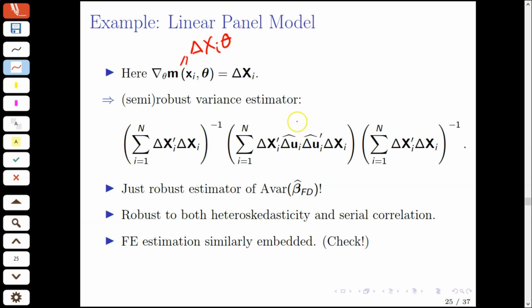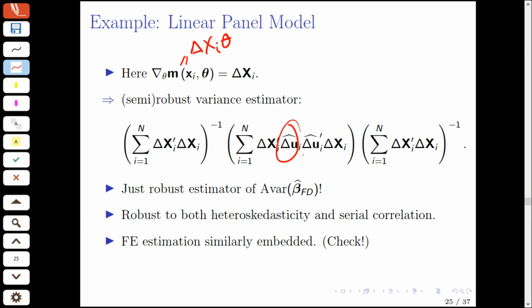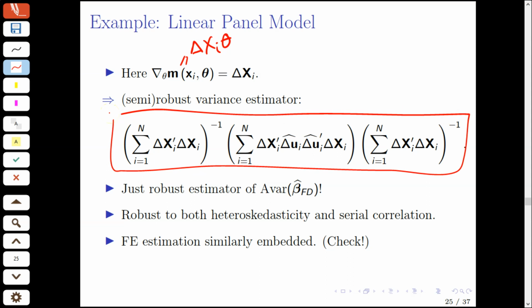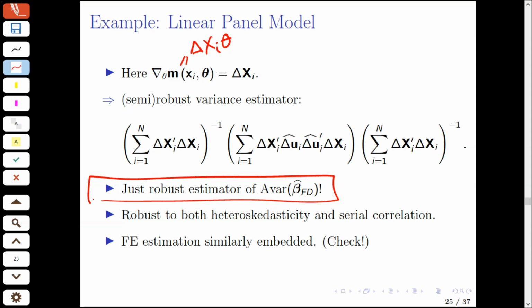We may similarly use the multivariate nonlinear least squares residuals in place of the u's to construct an estimator of the meat component, B naught. And the resulting estimator is given in this display equation. Now this estimator is a robust variance estimator, or semi-robust if you will, since we're assuming a correctly specified model. And if you spend a moment staring at this, you'll recognize that this is exactly what we earlier called the robust estimator of the asymptotic variance of our first difference estimator. Hence, we recover our earlier setting for the first difference estimation method.